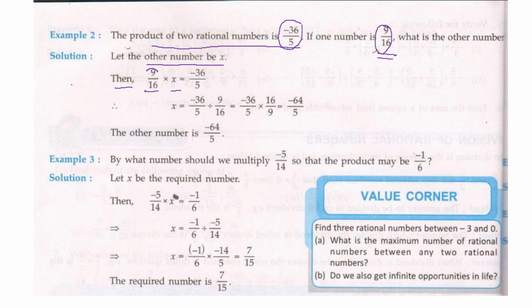Since 9 by 16 is getting multiplied on one side, it will come on the other side and it will be divided. That's how minus 36 by 5 divided by 9 by 16 is minus 36 by 5 into 16 by 9. Solving them, this will be divisible by 3. 3 ones are 3, 3 threes are 9, and 3 into minus 12 is minus 36, and again 3 ones are 3, and 3 into minus 4 is minus 12. So 16 into minus 4 is minus 64, and 1 into 5 is 5. That answer is minus 64 by 5.